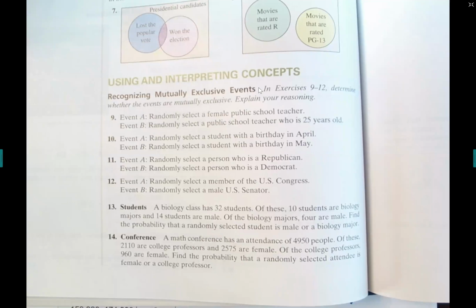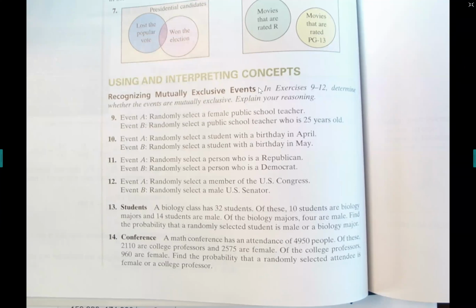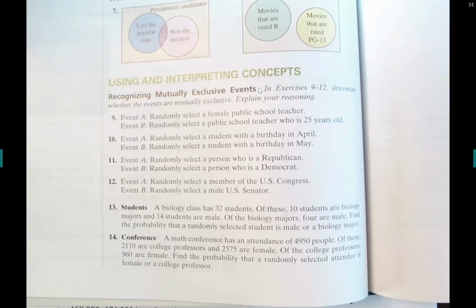What about number 10? Select a student with a birthday in April and select a student with a birthday in May. Can you select the same student who has a birthday in April and May at the same time? That cannot happen. So that means these events are mutually exclusive. What about 11? Randomly select a person who is a Republican and randomly select a person who is a Democrat. Mutually exclusive. Yes, you cannot find a person who is both a Democrat and a Republican. That's against the rules. I think they'll do an investigation when you sign up for one party to find out whether you belong to the other, but that can't happen.